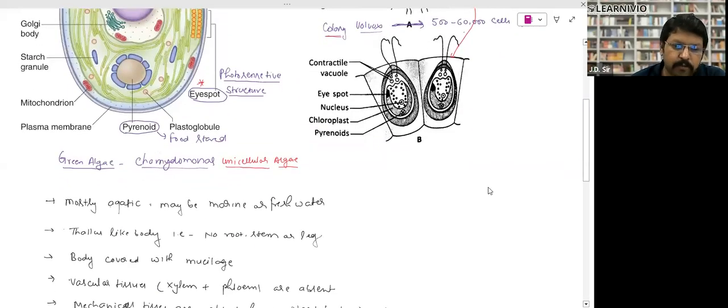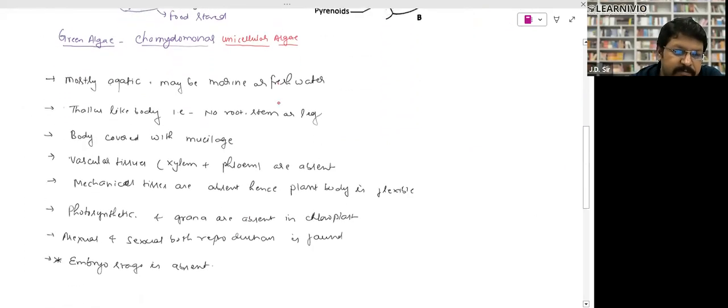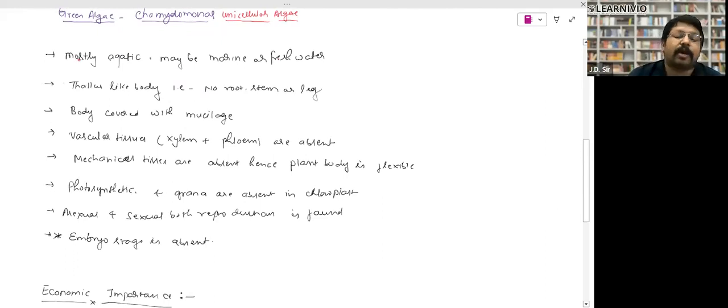Now come to the characteristics of green algae. The first characteristic of green algae is that they are mostly aquatic. Means most of them are found in water. Rarely they are found on land or soil. They may be marine or freshwater. Marine means they are found in oceans or salty water, and they are also found in freshwater, right?